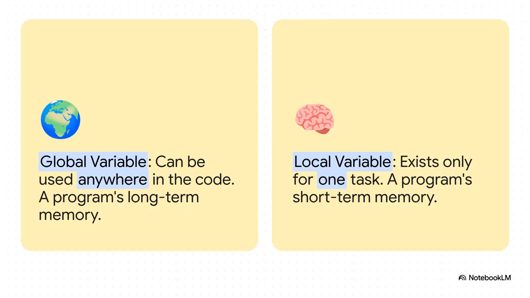So let's compare them one more time. Global variables are your long-term memory, accessible from anywhere. Local variables are your short-term memory, used for a brief moment for a specific task, and then they're gone. Using local variables is actually a great habit because it keeps your code clean and stops different parts of your program from accidentally messing with each other's data.